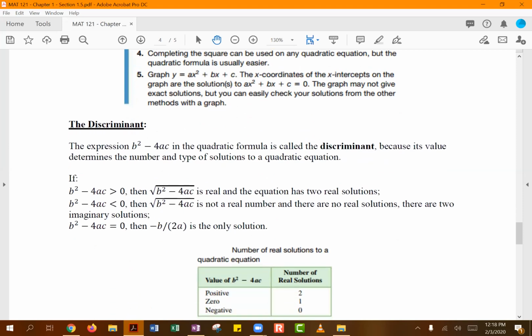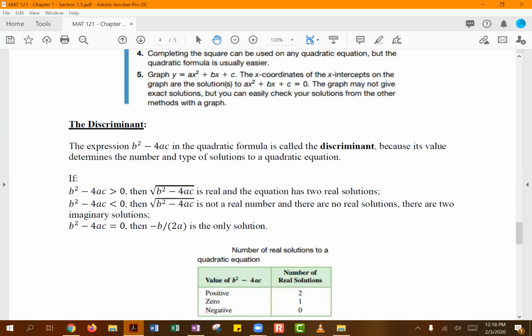Then you can use the quadratic formula for pretty much any of those problems. Any quadratic equation, yeah. If b is 0, you just put 0 where your quadratic formula has a b in it. But yeah, it would work for all quadratic equations. Okay.